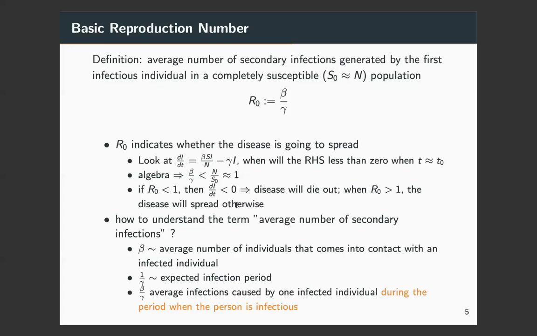So if R naught is less than 1, then on average, one infectious person can infect no more than one susceptible individual during the whole period when the person is infectious. And that will show the size of the infectious population will decrease.